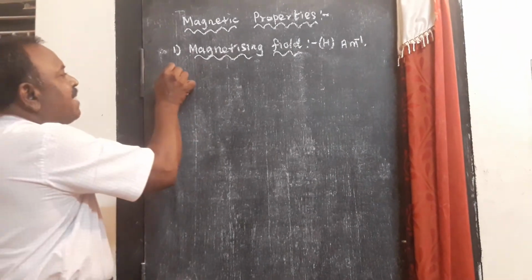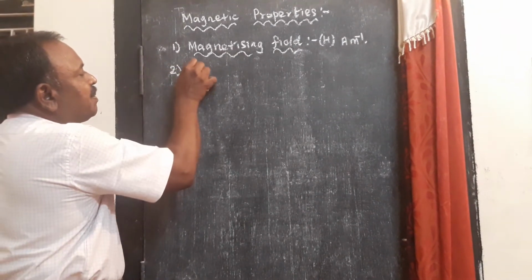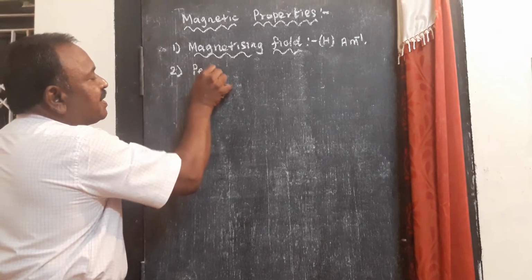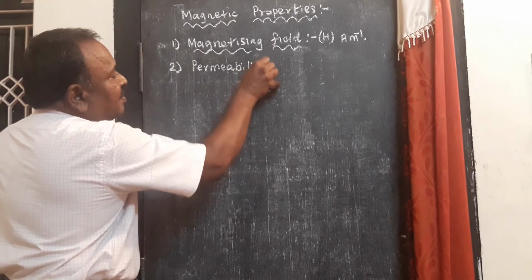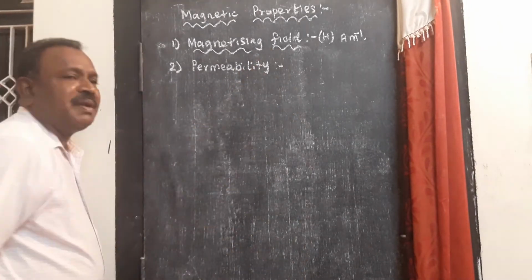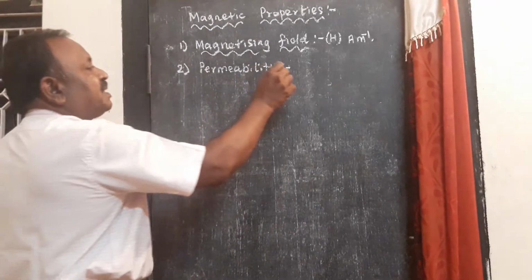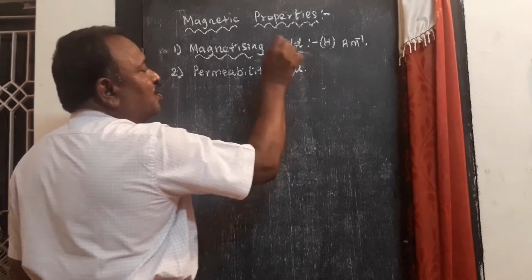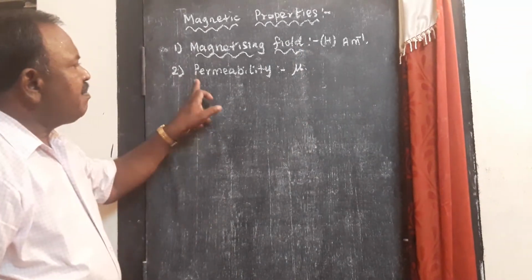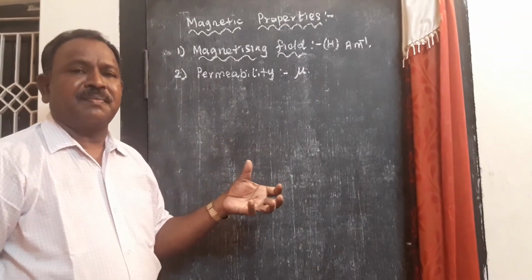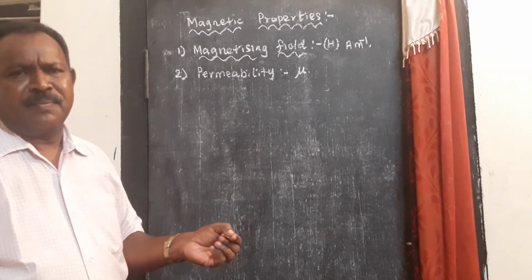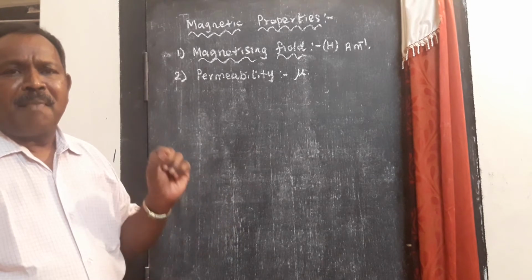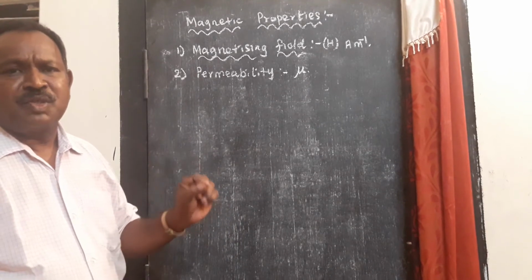The second magnetic property is permeability. What is called permeability? It is represented by mu. Permeability measures the ability of a magnetic material to allow magnetic field lines to pass through it.